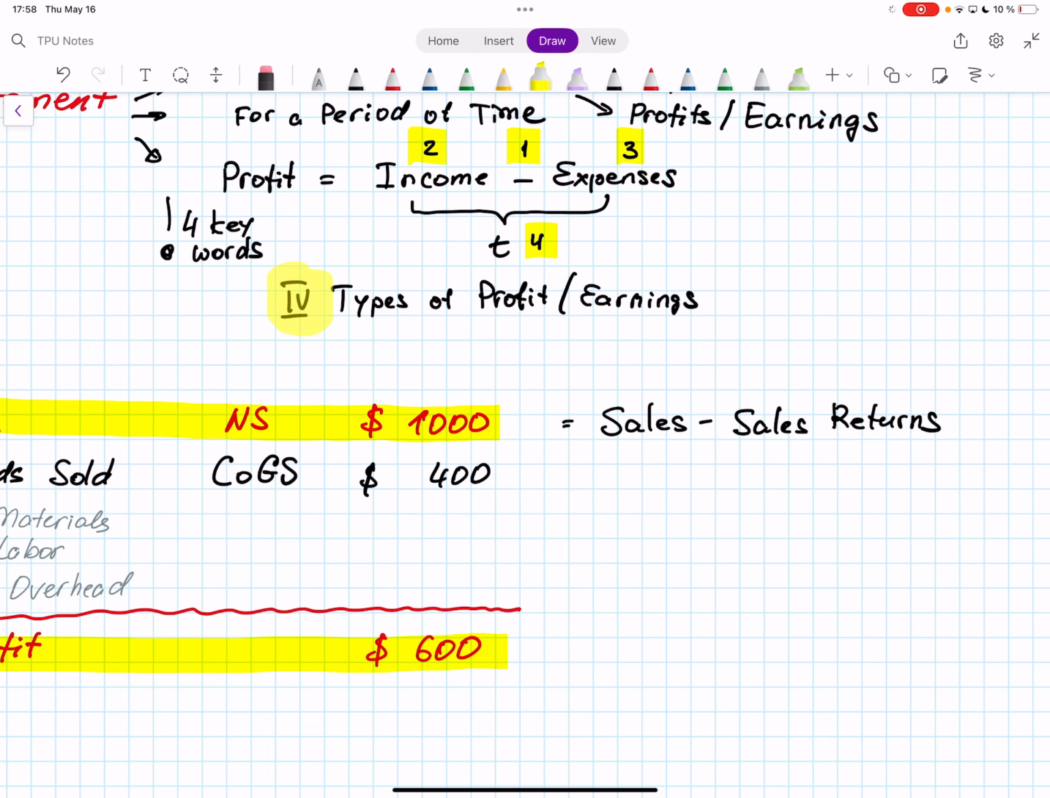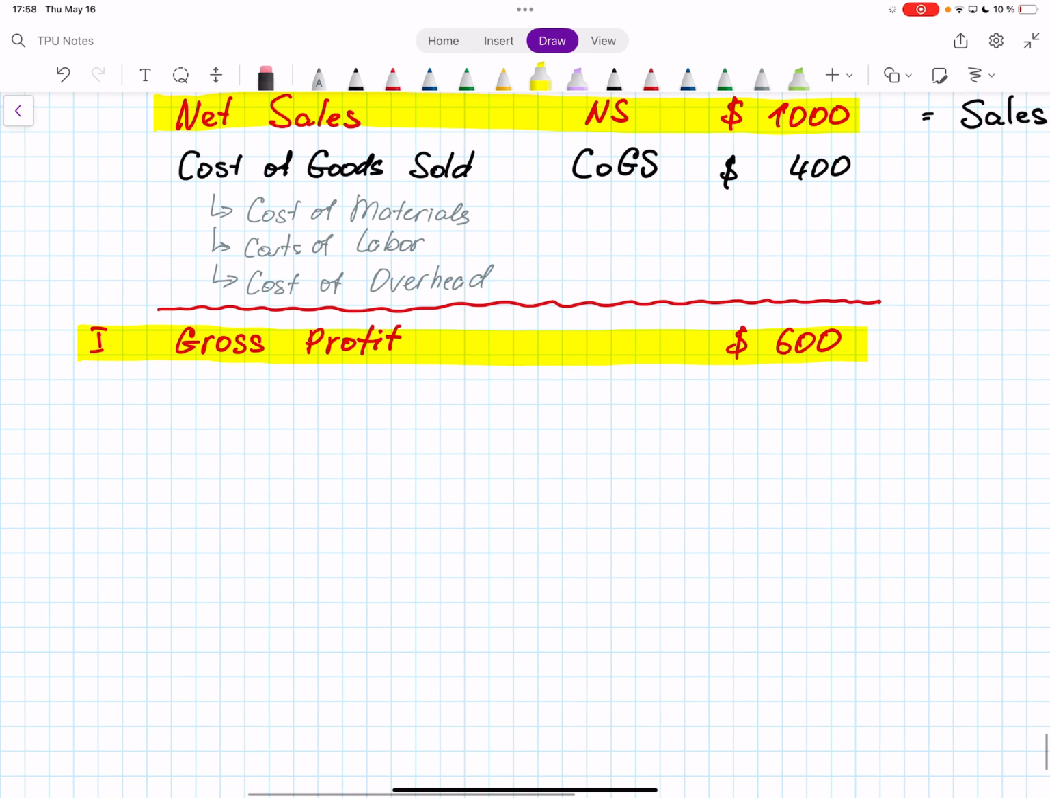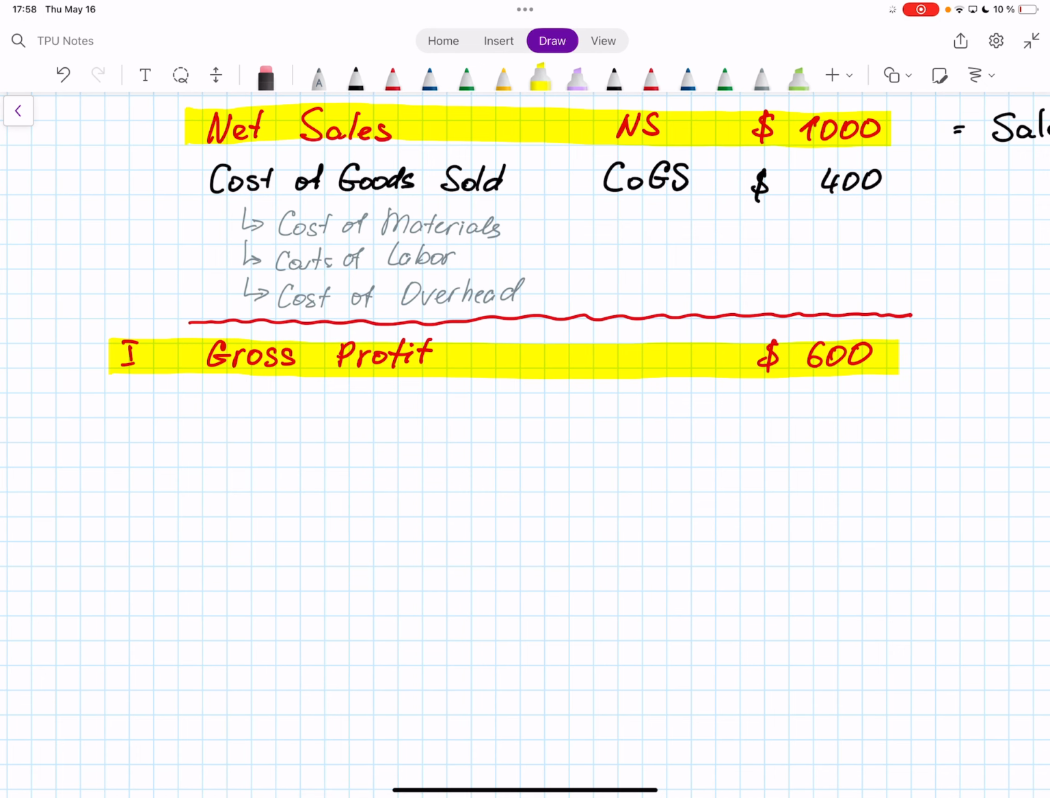Here they are, 4 types of profit. So the gross profit is number 1. Then we have some other expenses. So here is net sales minus cost of goods sold. Now we have other expenses. Let's say they are called administrative expenses.